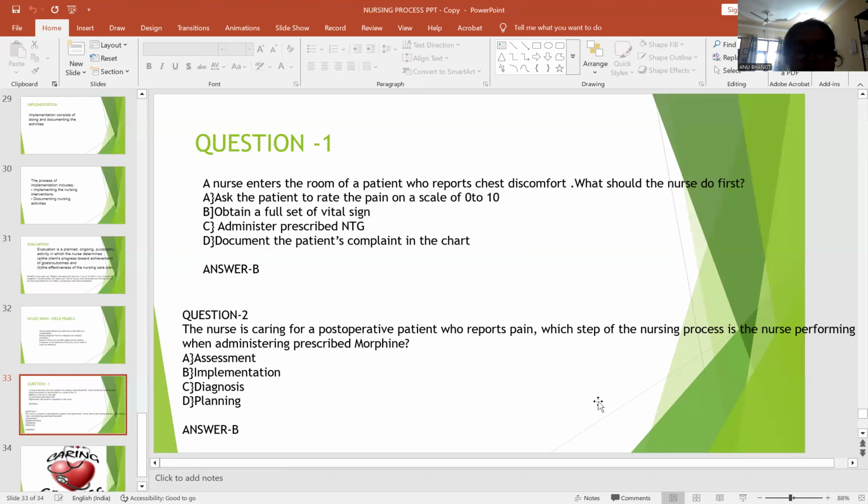Next question is: the nurse is caring for a post-operative patient who reports pain. Which step of the nursing process is the nurse performing when administering prescribed morphine? The patient is post-operative, reports pain, and we have to administer the morphine. That is implementation, because in implementation we administer the medication to the patient according to the condition of the patient. So these are the questions on the nursing process that we discussed in this lecture.